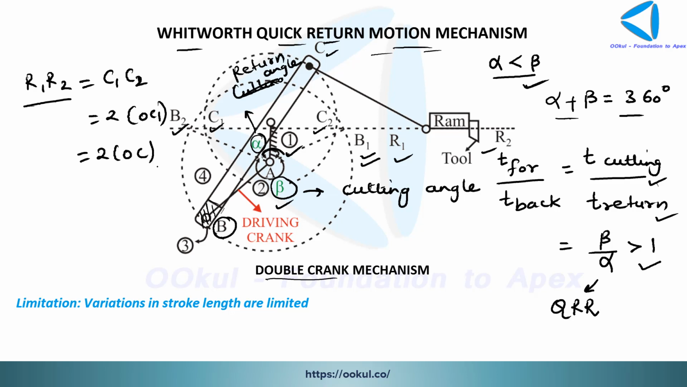So this is nothing but twice the radius of the smaller circle. There are very few variations we can make in the stroke length in this case. This is the basic limitation of this Whitworth quick return motion mechanism, that the variation in stroke length is limited because it depends only upon one variable, that is the radius of your smaller circle. Clear? So the limitation is that the variation in stroke lengths is limited. You have already seen it through this video.